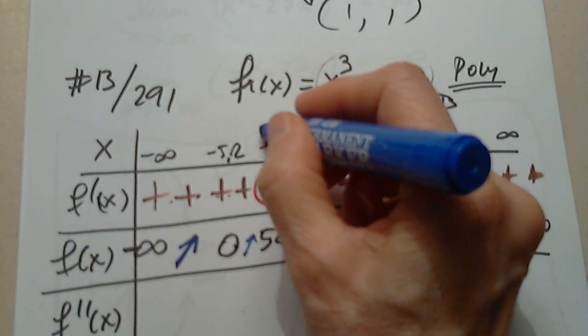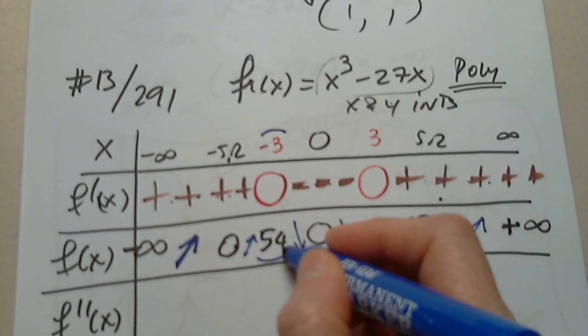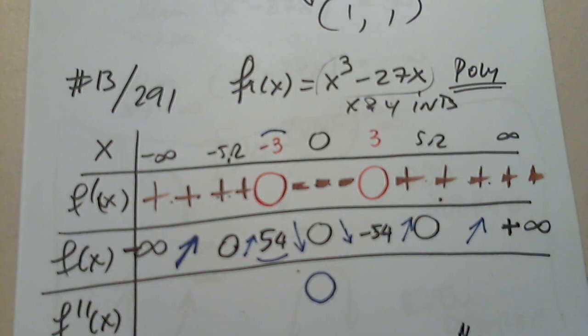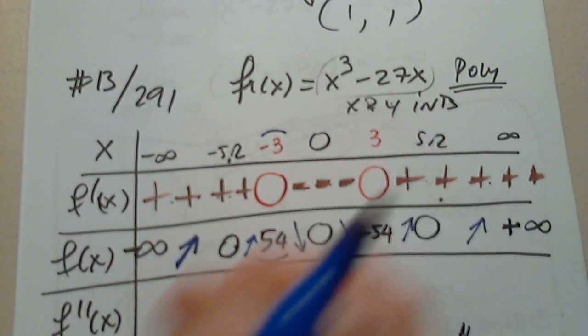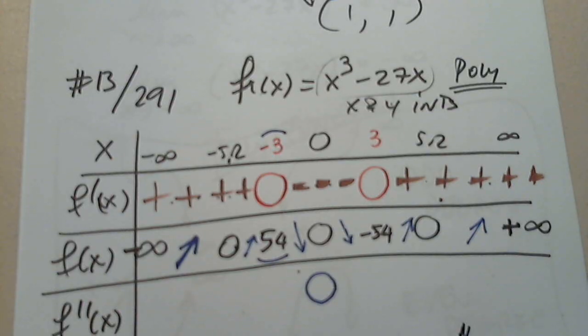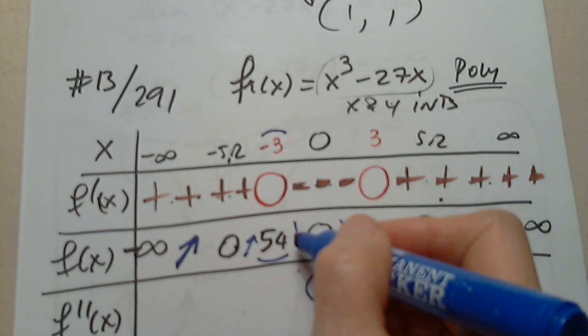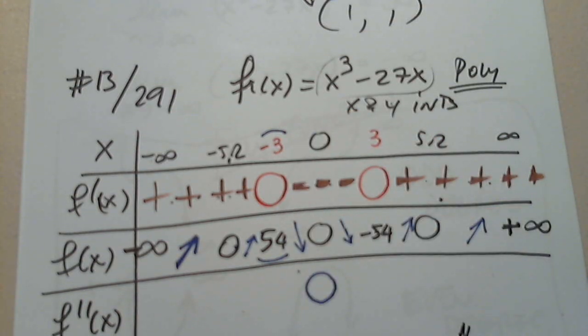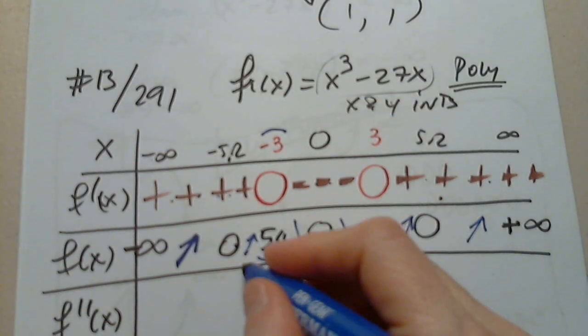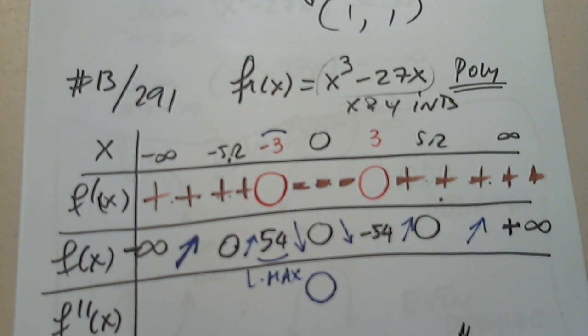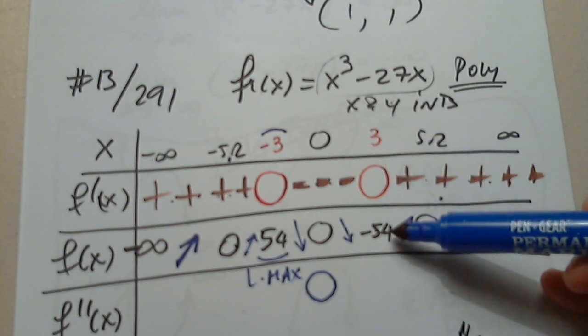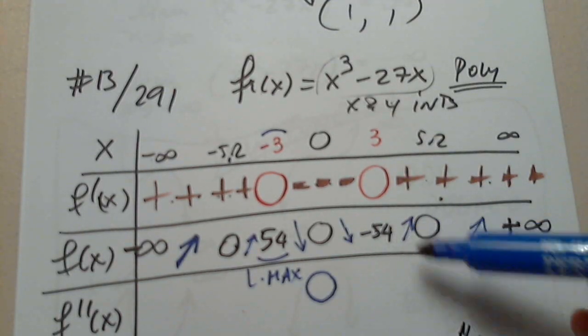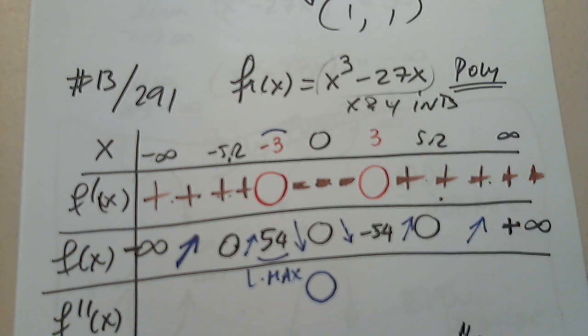What type of point is negative 3, 54? The arrows tell us the story. The sign of the first derivative tells us the same thing. So negative 3, 54. What type of point is it? Max. Indeed, it's a local max. Perfect. What type of point is 3, negative 54? The arrows tell us, and the sign of the derivative.